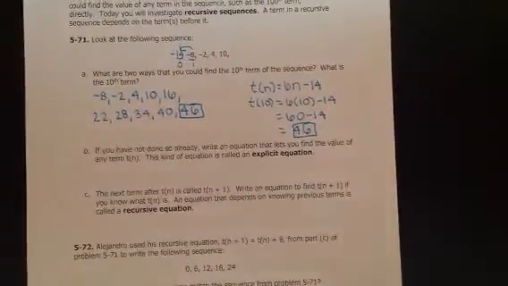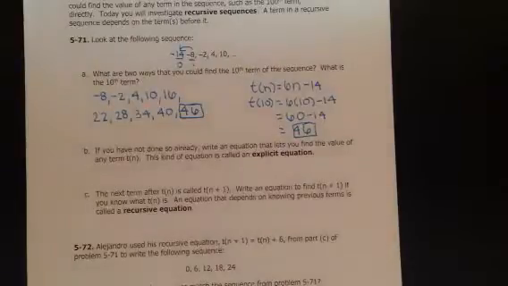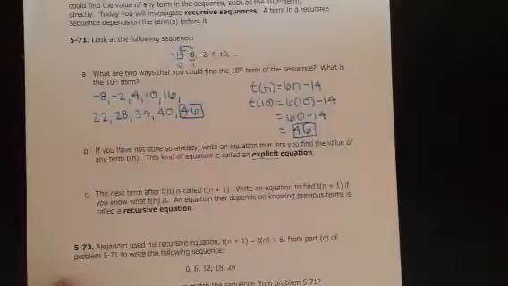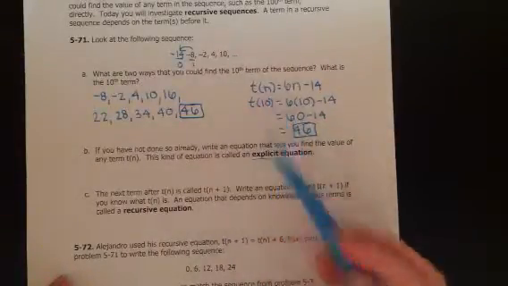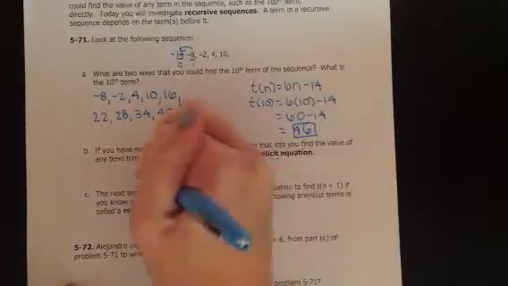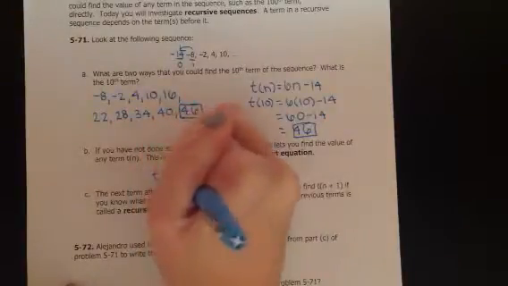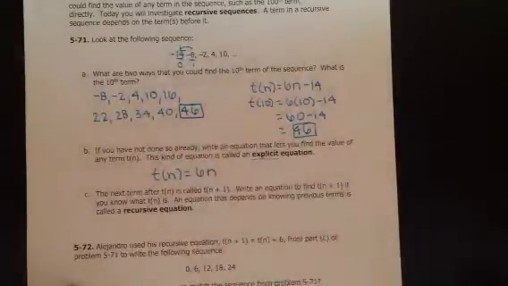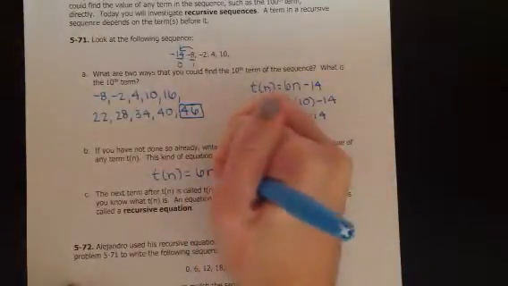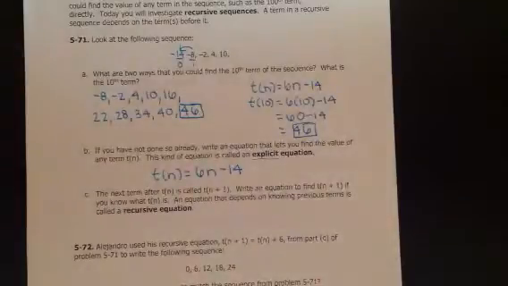Okay, on to b. If you have not done so already, write an equation that lets you find the value of any term, t of n. This kind of equation is called an explicit equation. So we're going to have different types of equations. This one is called explicit, and this is just what we wrote up here, the t of n. So we'll go ahead and rewrite that. T of n equals, our common difference was 6, so 6n, and our 0 term was -14, so minus 14.